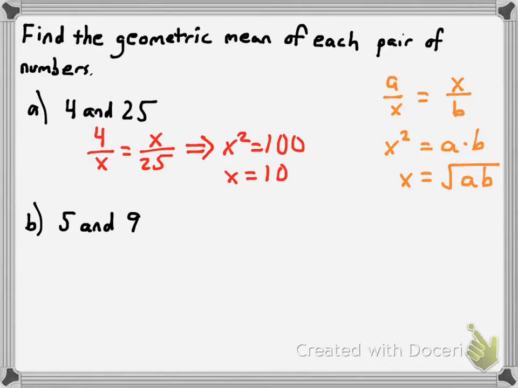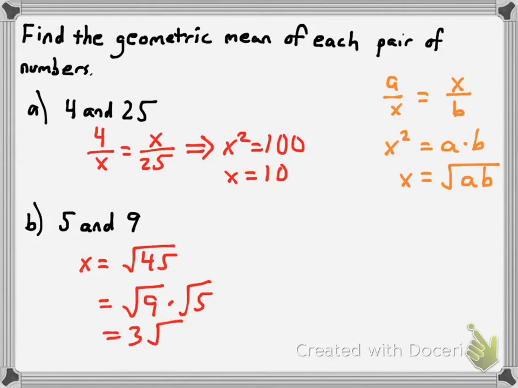Okay, so we can do that exact same thing right here with 5 and 9. It's just that it's not going to come out to a whole number, but that's fine as well. If we multiply 5 and 9 and then take the square root, we're going to find out that the geometric mean of 5 and 9 equals the square root of 45, which is different than the arithmetic mean, which would be 7, correct? And then if you like, you can go ahead and simplify the square root of 45. That's the same thing as the square root of 9 times the square root of 5, isn't it? So 3 square root of 5 would be the simplified radical version of that geometric mean.